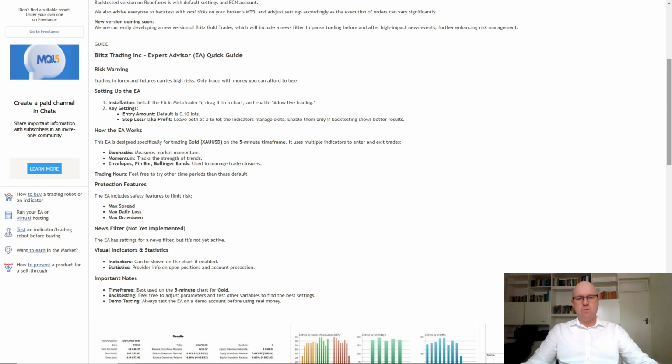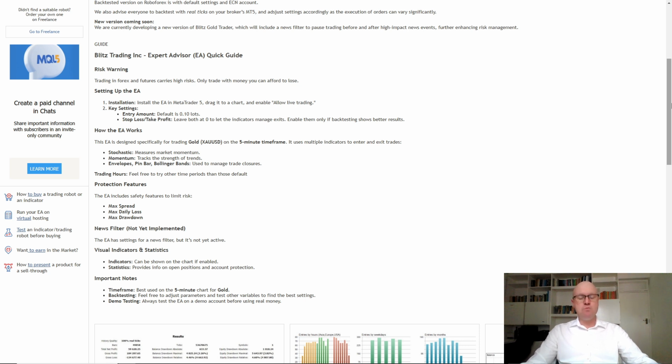Now, if we look at some more explanation of the EA, we'll see that at default it's set to 0.10. However, I do recommend changing that to 0.01. He recommends setting the stop loss and take profit at 0 and then using the indicators. However, in my backtest, we'll see there are additional ways where you can improve your results. It does include multiple protection features, including a maximum spread, maximum daily loss, and even overall maximum account protection, which is perfect for the prop trading environment.